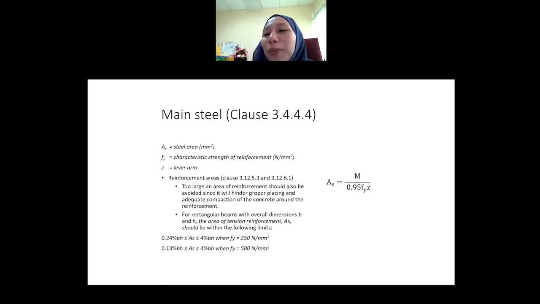Okay. Using this formula, this is M, the ultimate design moment, divided by 0.95. So FY, again, this is the strength of the bar or strength of reinforcement, or steel strength, same thing. 460 or 250. If you use high tensile, it is 460. If you use mild steel, it is 250. And we also have Zag, which is the one we calculated earlier. Just put it straight into this formula. So, you're going to get some value.